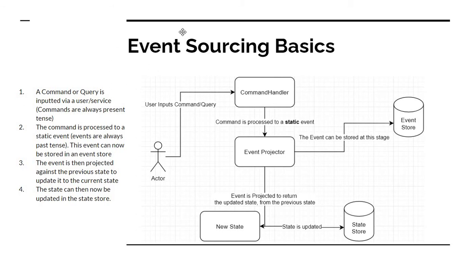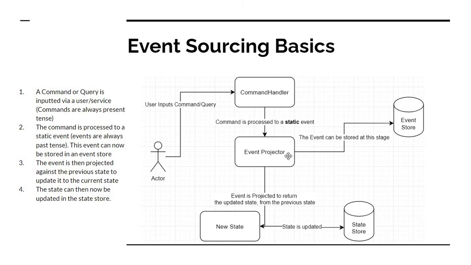It's important that events are static, because you can't have an event which says get a query from this API, because today's result might be different than tomorrow's. And when you're accumulating these events, you want to make sure your results are always the same. So commands are always present tense, and events are always past tense. Once we've got the event, we can store that in our event store, so it's now safe, it's in our source of truth, and then we can project this.